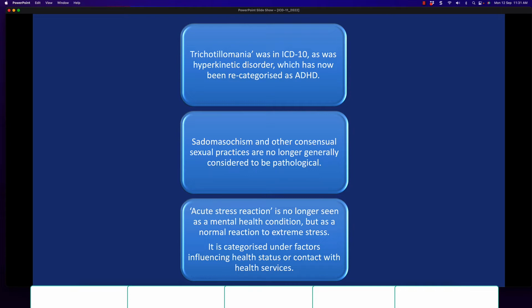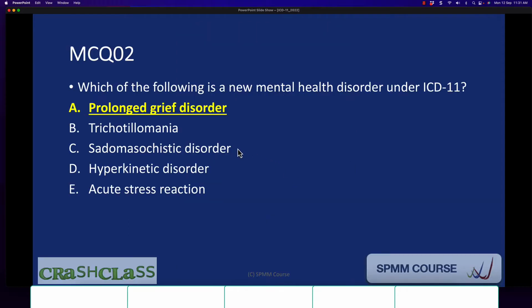Sadomasochism and other consensual sexual practices are no longer generally considered to be pathological. Acute stress reaction is no longer seen as a mental health condition but as a normal reaction to extreme stress. It is categorized under factors influencing health status or contact with health services. Therefore, the answer for question number 2 is A. Prolonged grief disorder is a new mental health disorder under ICD 11.